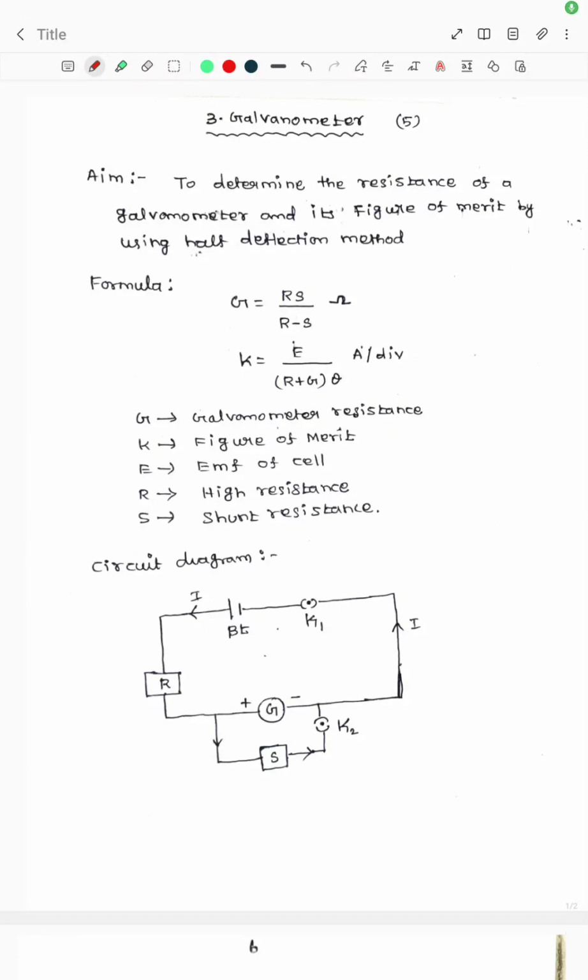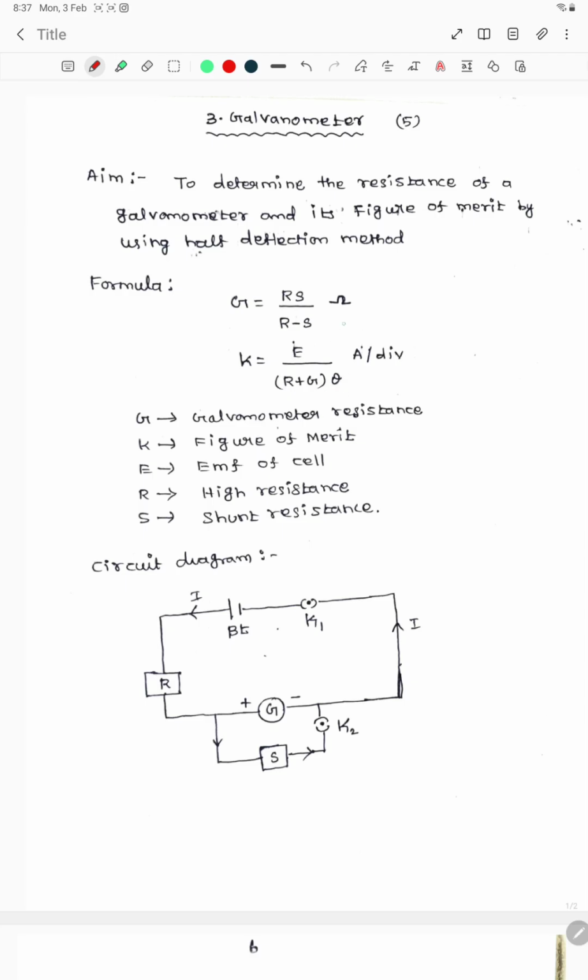To calculate the galvanometer resistance and the figure of merit using the half deflection method, the formula given is G = RS/(R − S). The figure of merit is the current divided by the divisions, in ampere per division. Here you can see the current is voltage by resistance, so V by R is E by (R + G), the total resistance, multiplied by the total deflection of the galvanometer.